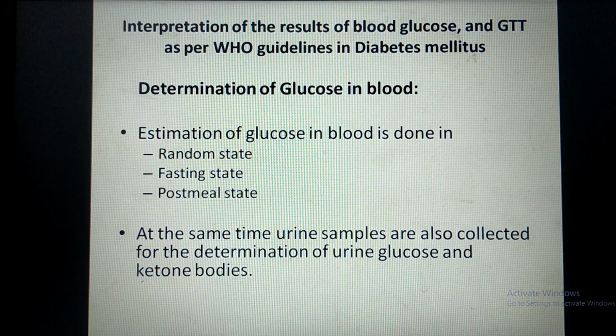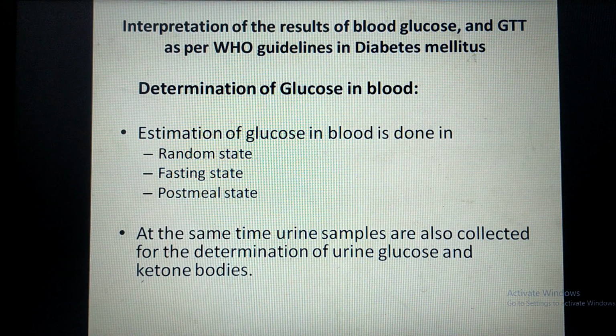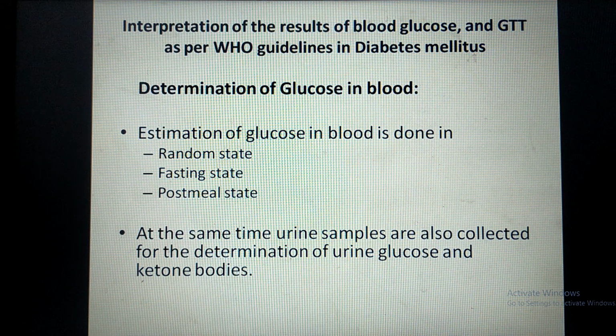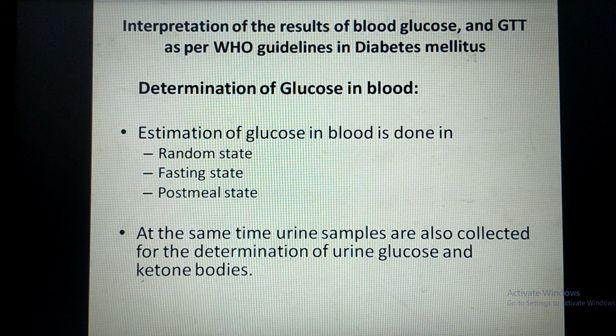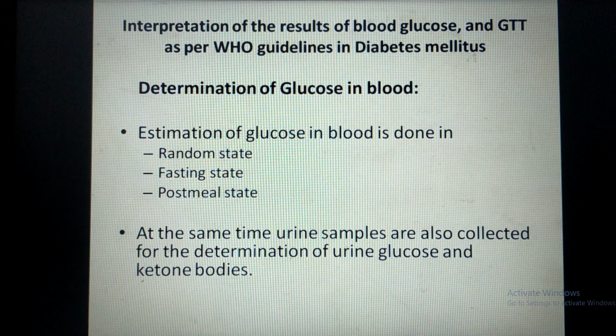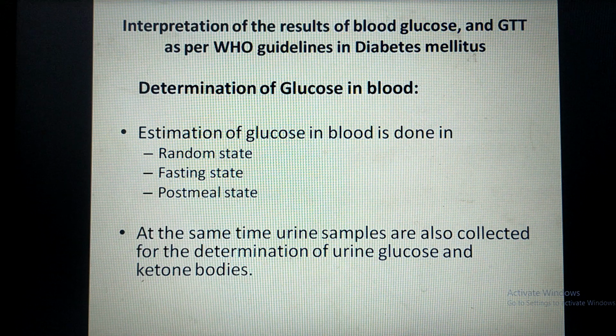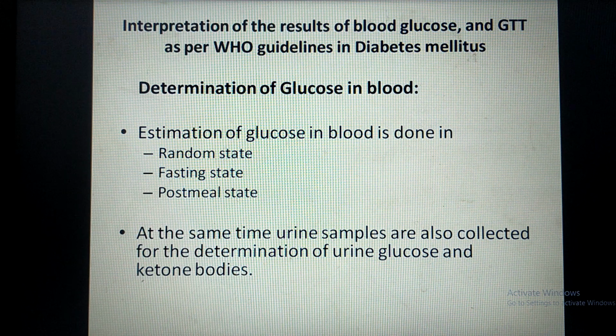Blood glucose may be done at any time by collecting a blood sample. Then it is called as random blood glucose. If it is collected in the early morning when the patient has not taken anything by mouth for 8 to 10 hours except water, then it is called as fasting. If the blood glucose level is measured by collecting the blood exactly after 2 hours of meal, then it is called as post meal blood glucose level or postprandial blood glucose level.